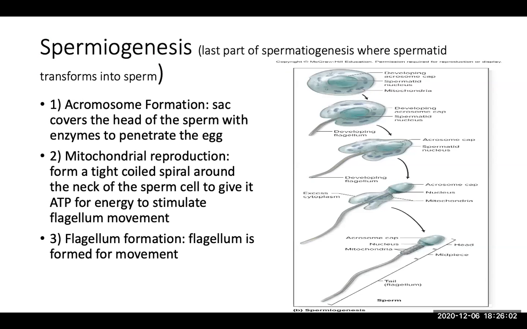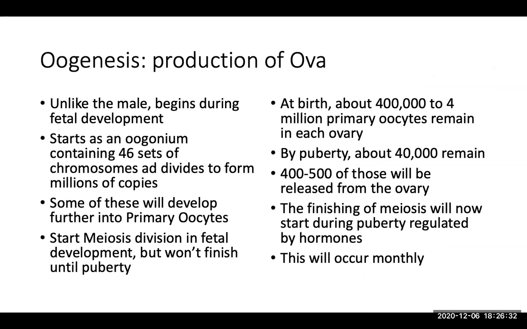Spermiogenesis is the last part of spermatogenesis, where the spermatid transforms into the sperm itself. The acrosome formation is a sac that covers the head of the sperm with enzymes necessary to penetrate the egg. Mitochondrial reproduction forms a tight coiled spiral around the neck of the sperm cell to give it ATP for energy to stimulate the flagellum movement. And flagellum formation, the flagellum is formed for movement of the sperm to try to reach the egg.